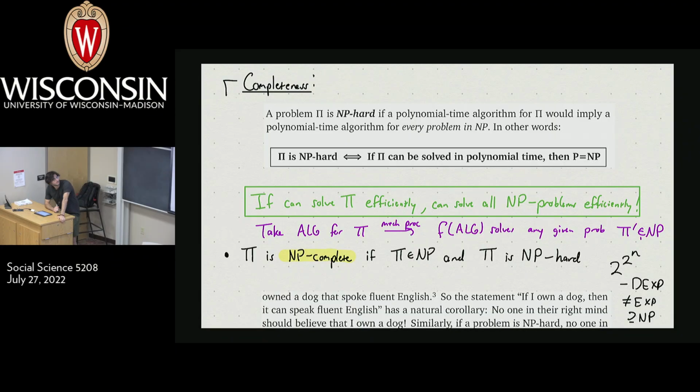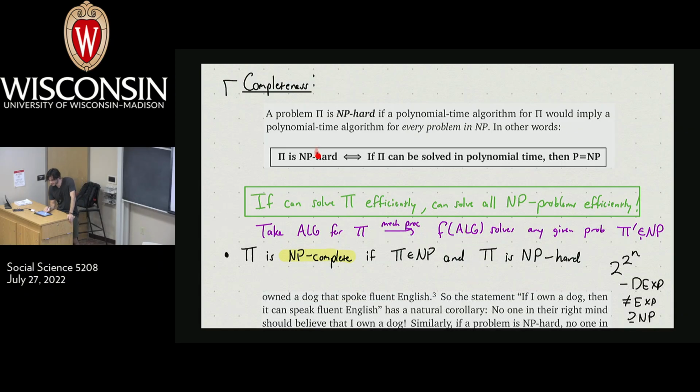Wait, a polynomial time algorithm? NP-hard is a class of problems, just like NP. But you can solve them in polynomial time? No. The idea is if you can solve any single problem that's NP-hard in polytime, then you can solve all of them. It's a set of problems that are basically equivalent to each other. If you can solve one, then you can solve all of them.